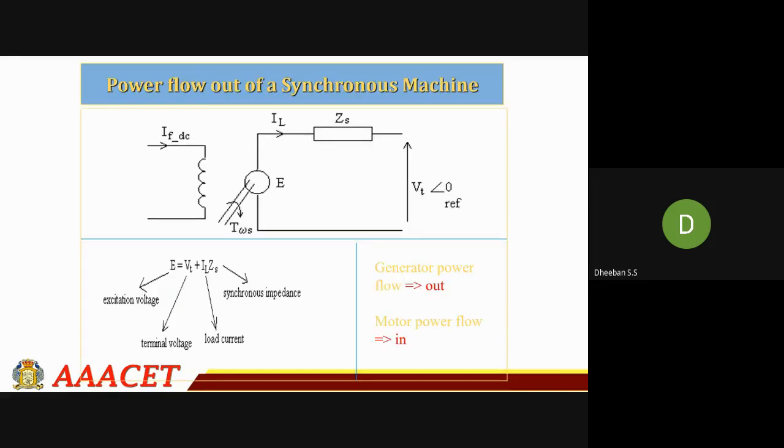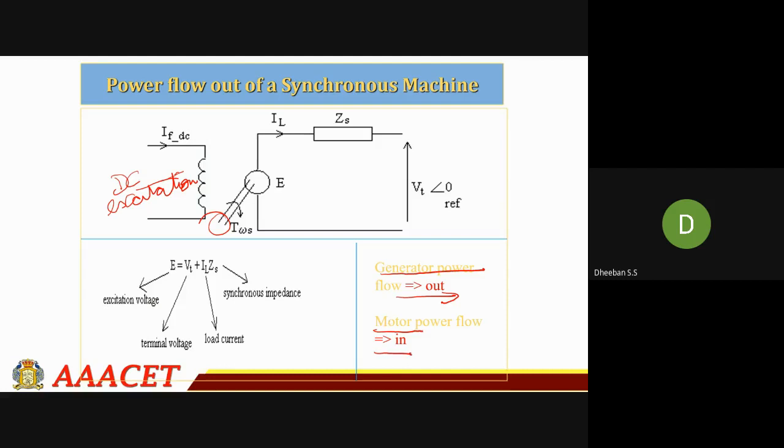Coming to the power flow out of a synchronous machine, over here it will be your DC excitation, and from here you will be getting your mechanical force. Generally, if you are operating a synchronous machine as a generator, the flow will be outwards. At the same time, if you are operating it as a motor, the flow will be inwards.